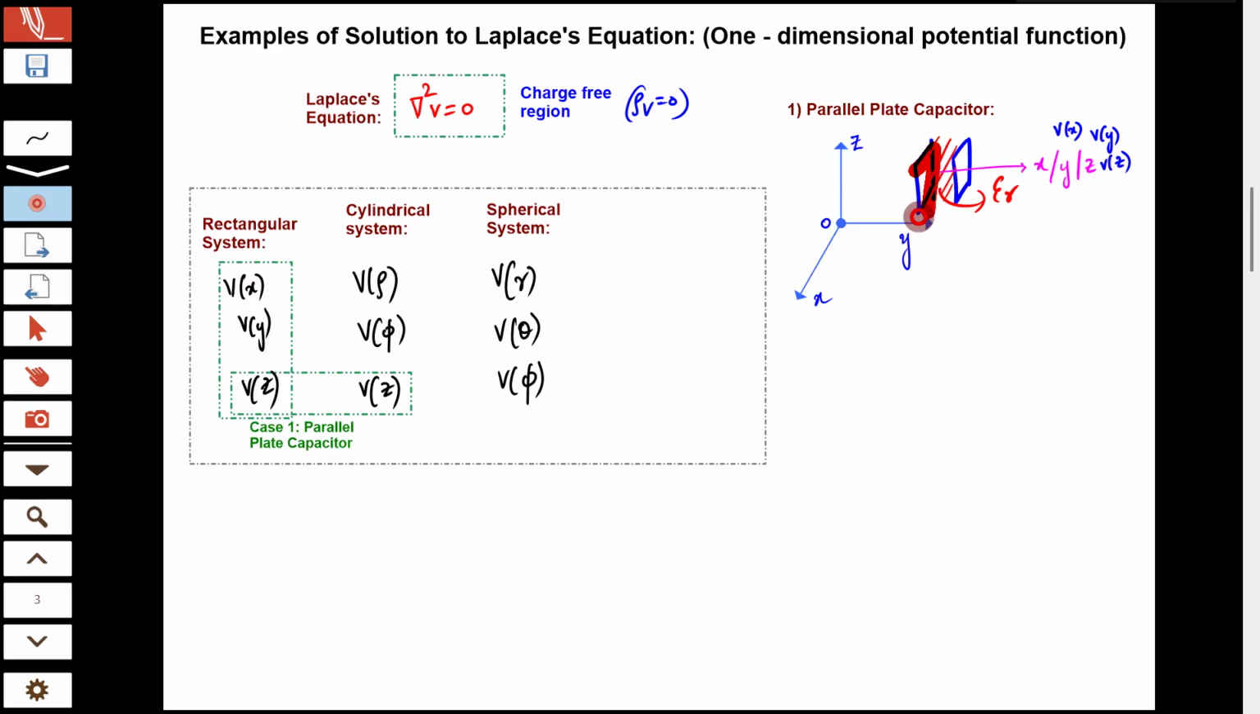If we consider two parallel plates of a capacitor placed perpendicular to the x-axis, then between these two plates, potential is a function of x. Or if I consider this axis as y, then potential will be a function of y. If I consider this axis as z, then the potential will be a function of z.